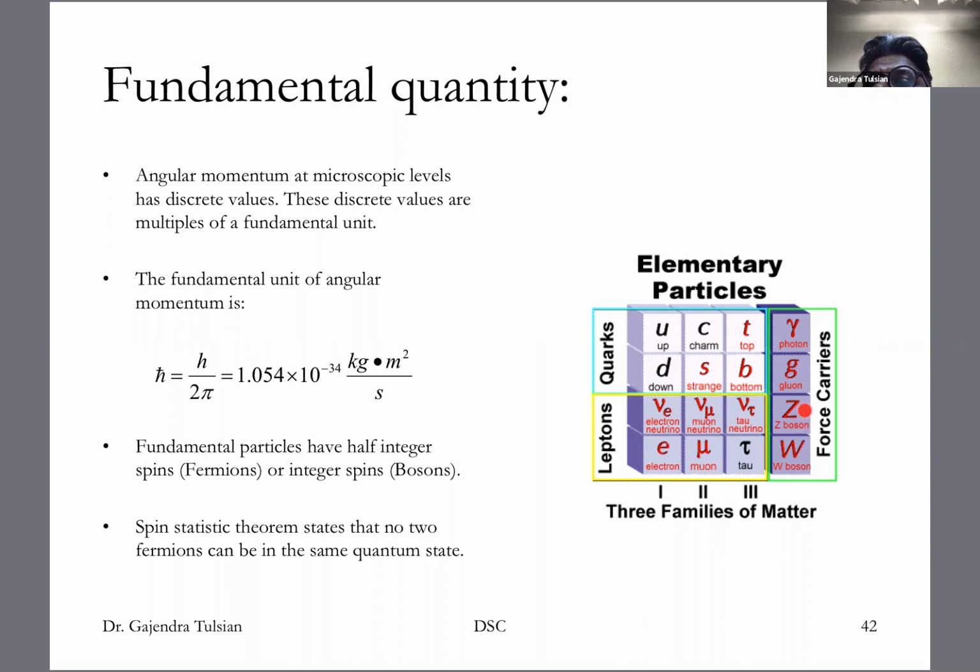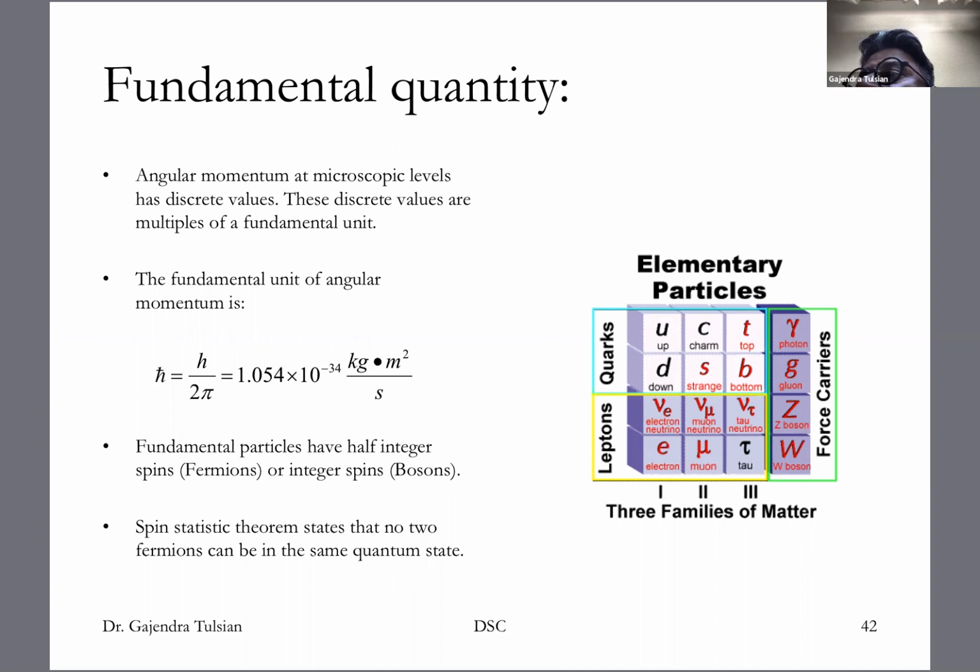So the electron has 1/2 times h bar spin. The photon has 1 times h bar spin, and so on. And there's a theorem that states if you're a fermion, if you're an electron, no two electrons can be in the same quantum state, and that's what gives the atom its electronic structure.